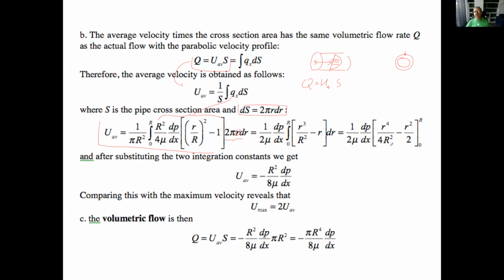Integrate, that's the result. We put in 0, so everything is going to be 0 at 0, and we put in a capital R. So we get 1/4 minus 1/2, multiplied by 2. That's how we get the 8. dp/dx remains, and here we ended up with R squared over mu. So here's the average velocity. Then you look at the maximum velocity, which is over 4. Oh, here it is. So what we got is the maximum velocity to U average.